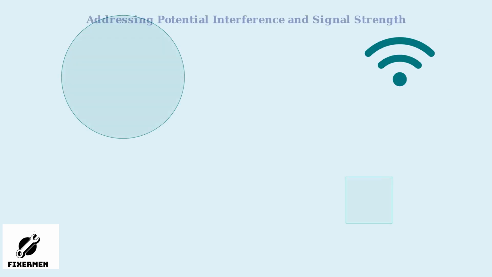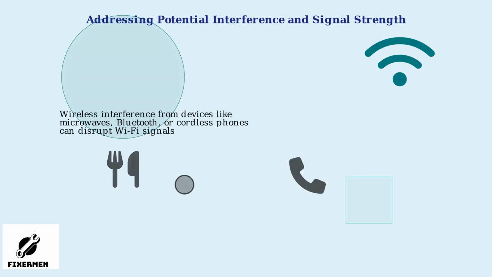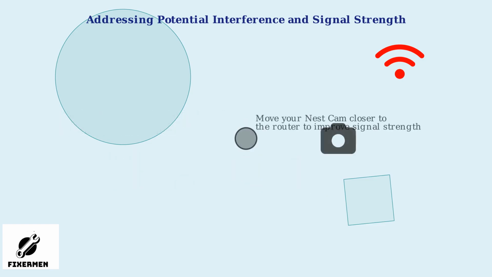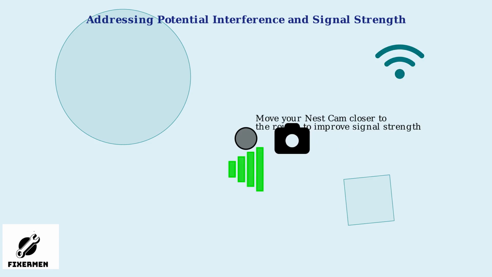Wireless interference from other devices can significantly impact your Nest Cam's Wi-Fi connection. Common sources include microwaves, Bluetooth devices, and cordless phones that operate on similar frequencies. These devices can interfere with the 2.4 GHz Wi-Fi band that your Nest Cam uses, causing signal disruptions and connection problems. To improve signal strength, try moving your Nest Cam closer to your router. This reduces the distance the Wi-Fi signal needs to travel and can bypass interference sources.